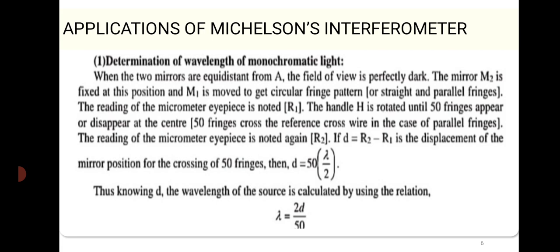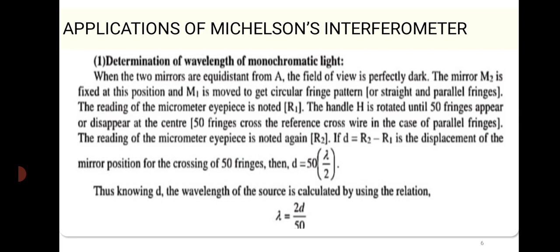The first application of Michelson's interferometer is the determination of wavelength of monochromatic light. When the two mirrors are equidistant from A, the field of view is perfectly dark. The mirror M2 is fixed at the position and M1 is moved to get a circular fringe pattern or straight and parallel fringes. The reading of the micrometer eyepiece is noted as R1.